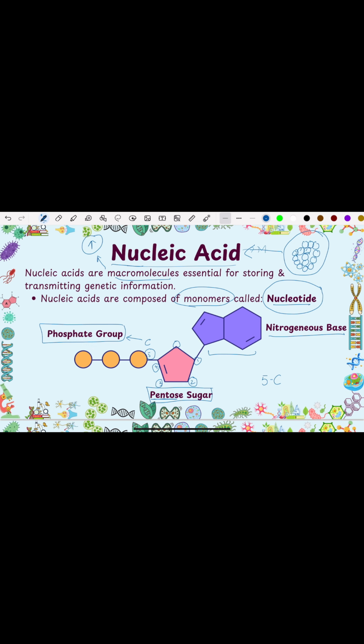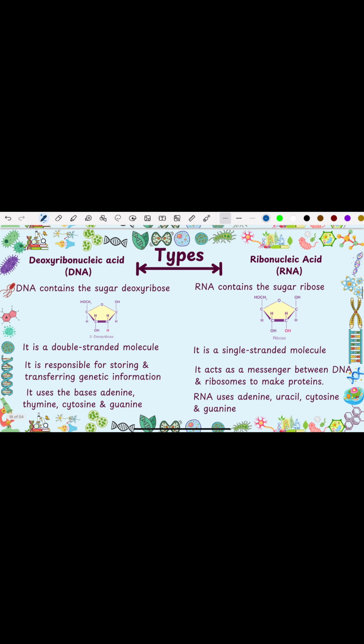So what is a nitrogenous base? There are 4 types of nitrogenous bases: adenine, guanine, cytosine, thymine, in DNA, while in RNA, uracil is present instead of thymine. So there are 2 types of nucleic acid: deoxyribonucleic acid called DNA, or ribonucleic acid, RNA.